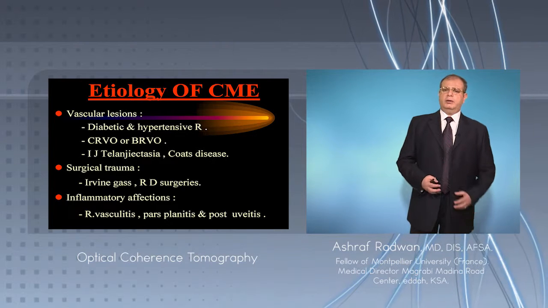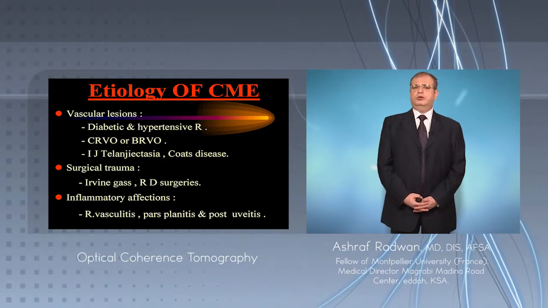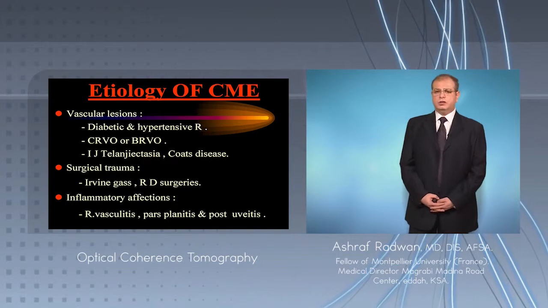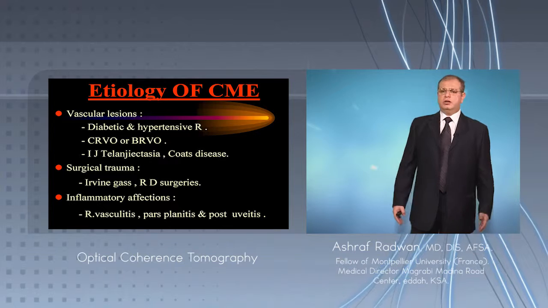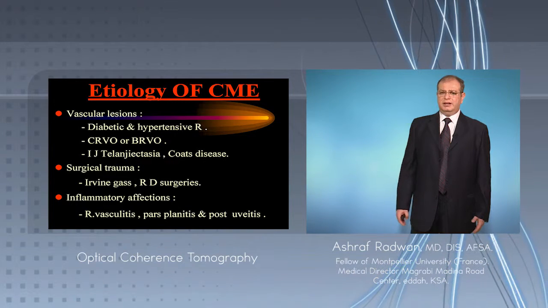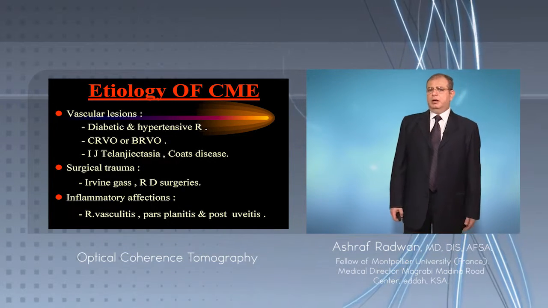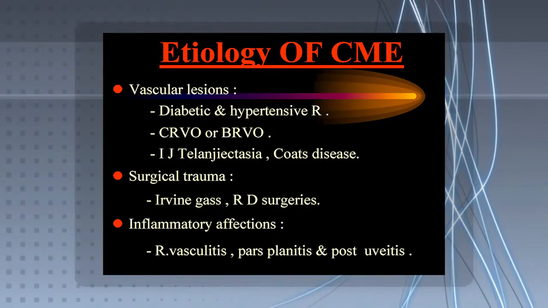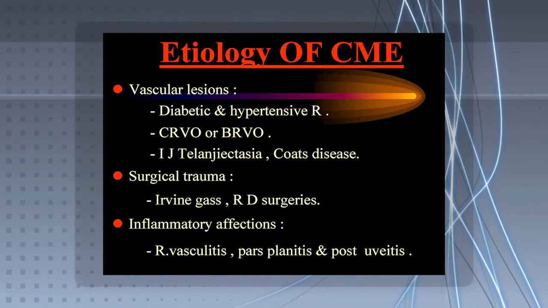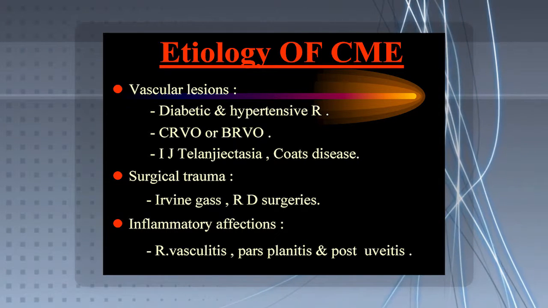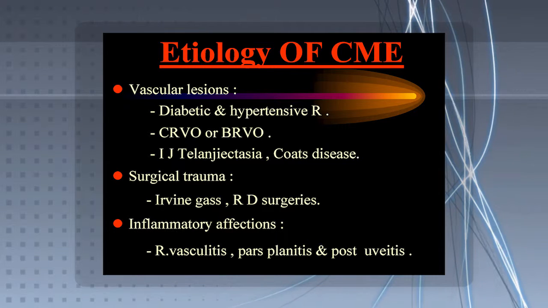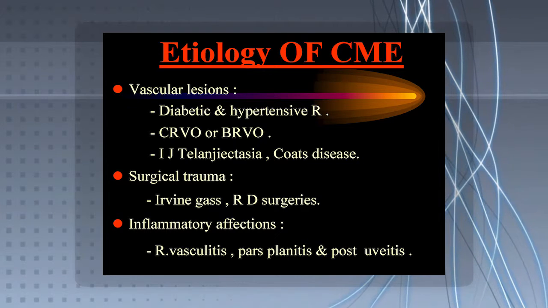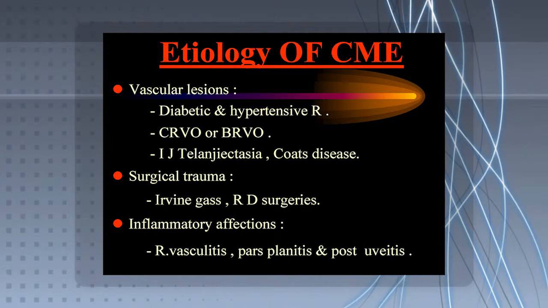Before starting to talk about the cystoid macular edema, I would like to show you a slide that groups the most important etiologies of cystoid macular edema. As you see, the vascular lesions, the most important being diabetic macular edema and hypertensive retinopathy, and retinal vein occlusion, either central or branch retinal vein occlusion, and idiopathic telangiectasias and Coats disease. These are the vascular lesions that make cystoid macular edema.